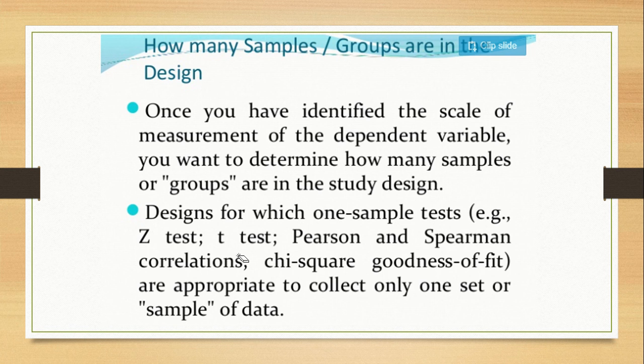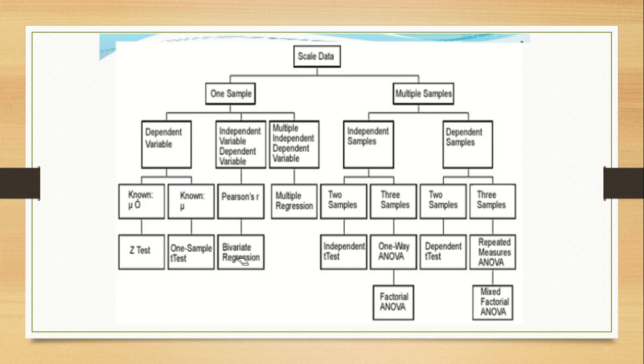We can have the bivariate regression, or if we have multiple independent and dependent variables, you have to use multiple regression. Now if you have multiple samples, you check whether they're independent samples or dependent samples. For independent samples, you have two options here. Two samples, you use the independent t-test, or for three samples you have one-way ANOVA or factorial ANOVA.